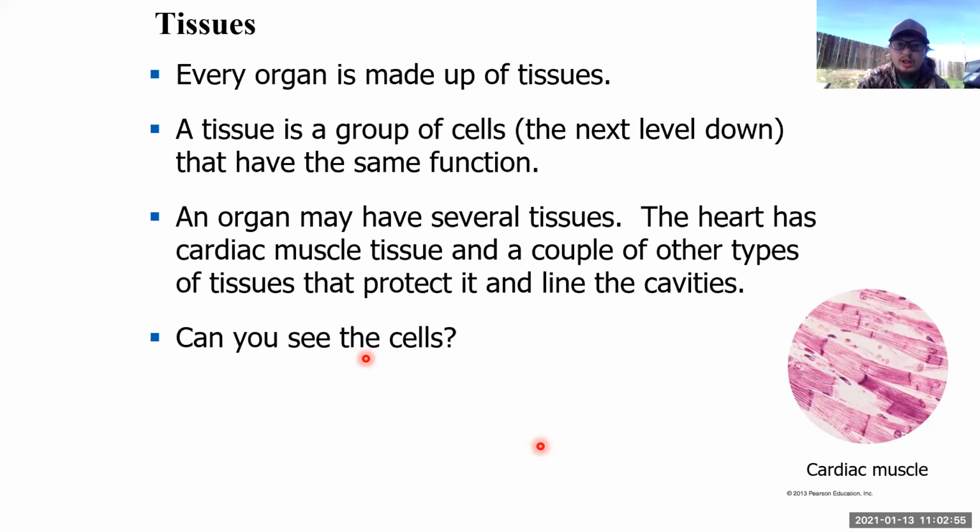For example, your heart is an organ that is made up of cardiac muscle tissue and a couple of other types of tissues. If you look at this cardiac muscle slide image here, you can actually see the different cells. These lines here are separating cells. This area right here is one cell. This area is another cell. You have this being a cell. And so all of that cardiac muscle tissue is made up of multiple different cells.